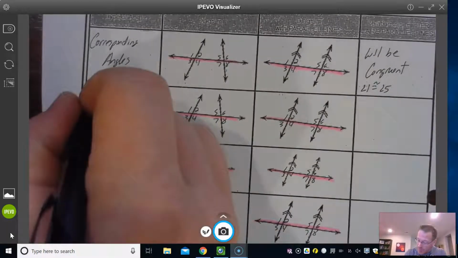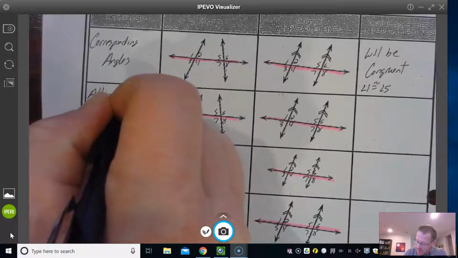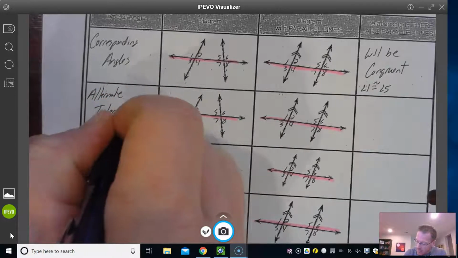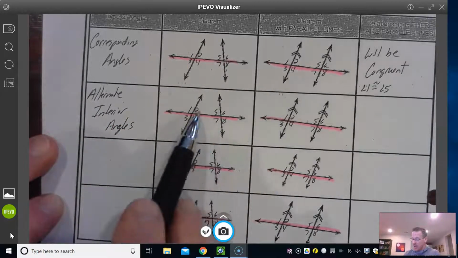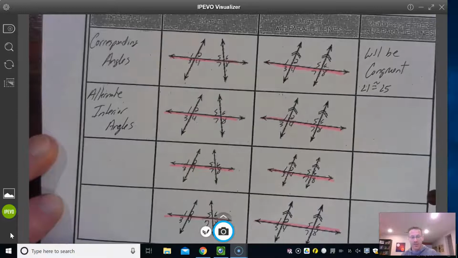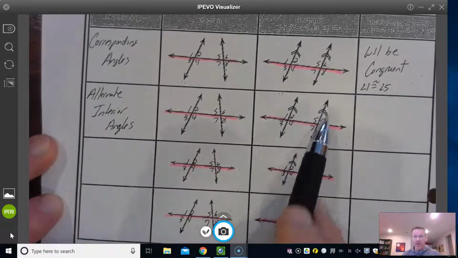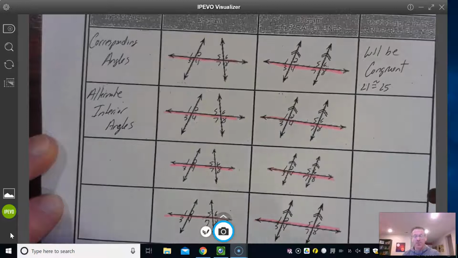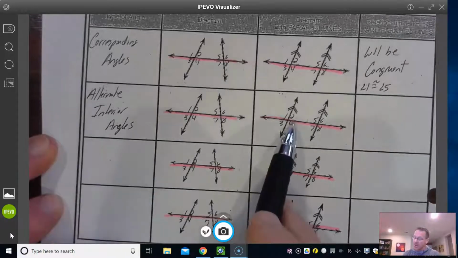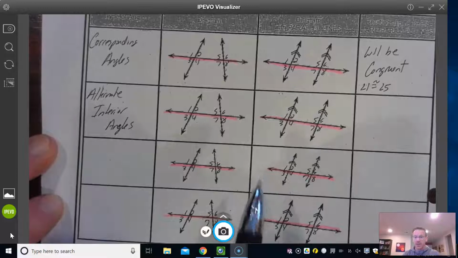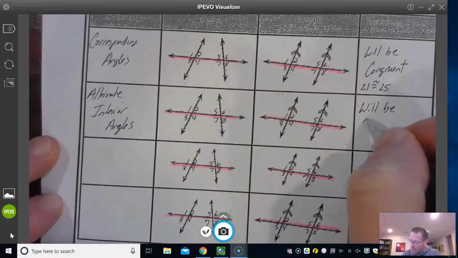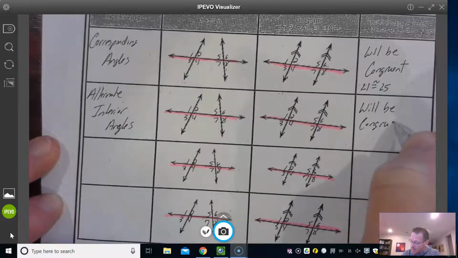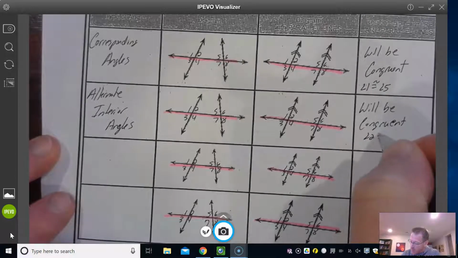Now let's go to alternate interior angles. Once again, we can identify them. So 2 and 7, 4 and 5, those are alternate interior angles. When the lines become parallel, they are still alternate interior angles, so we can still identify them. But now, once these lines are parallel, alternate interior angles will also be congruent. So angle 2 would be congruent to angle 7, and angle 4 would be congruent to angle 5.